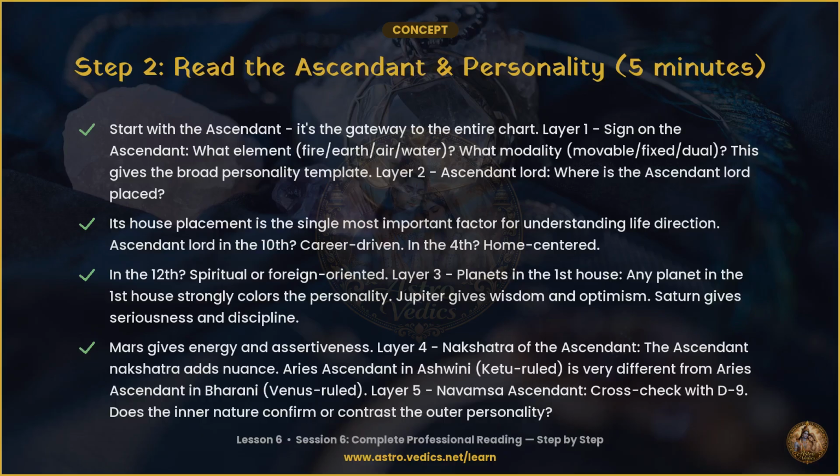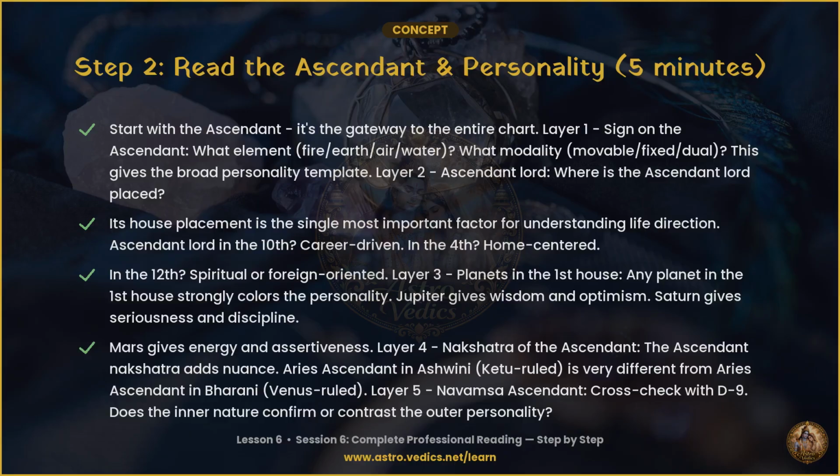Layer 3. Planets in the first house. Any planet in the first house strongly colors the personality. Jupiter gives wisdom and optimism. Saturn gives seriousness and discipline. Mars gives energy and assertiveness. Layer 4, Nakshatra of the Ascendant. The Ascendant Nakshatra adds nuance. Aries Ascendant in Ashwini, Ketu ruled, is very different from Aries Ascendant in Bharani, Venus ruled.